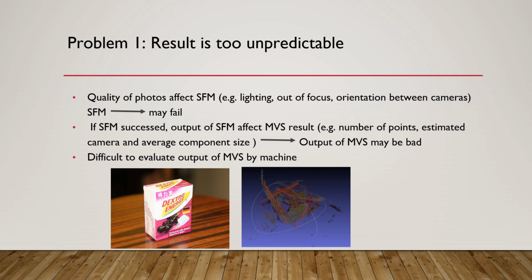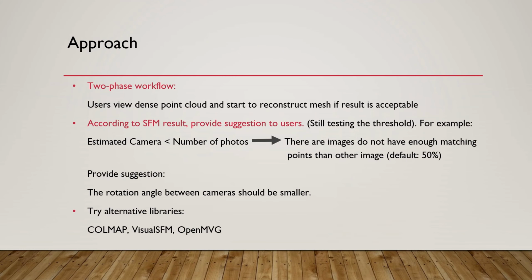The white figure is a good example of a corrupted dense point cloud. We can see that there are 4 faces, but they are not perpendicular to each other. This kind of corruption is difficult to detect by machine. That's why we use a two-phase workflow to let users evaluate the dense point cloud instead of a machine detecting corruption of the dense point cloud.